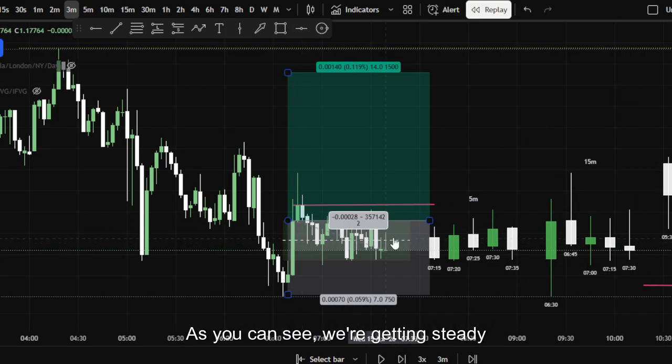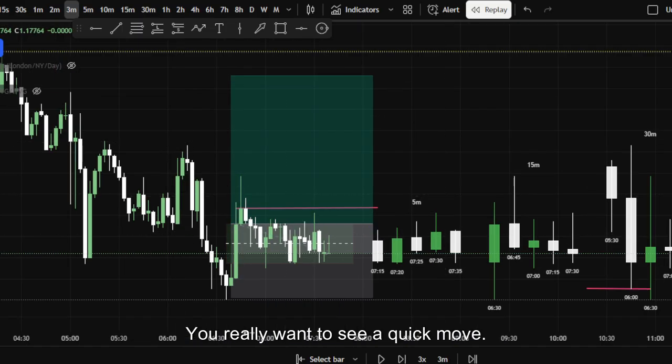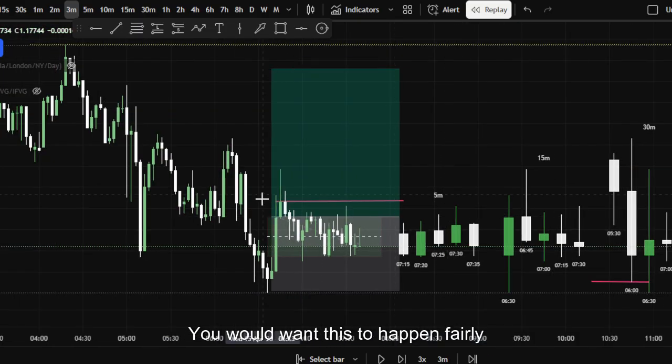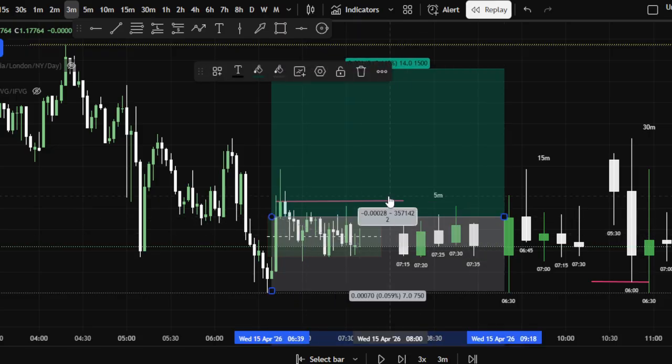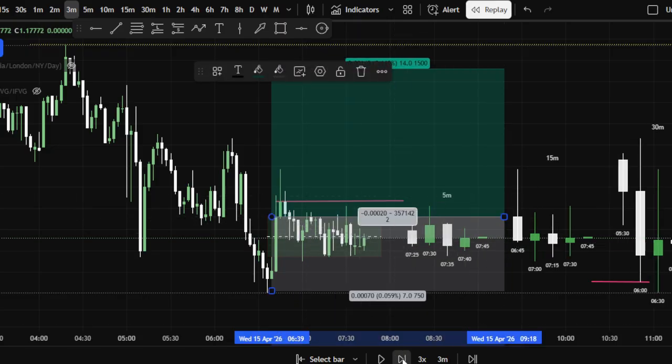As you can see, we're getting steady support here in this fair value gap. Not something you would want to see long. You really want to see a quick move. You would want this to happen fairly quickly. You don't want to get stuck here in accumulation. But let's see what happens.